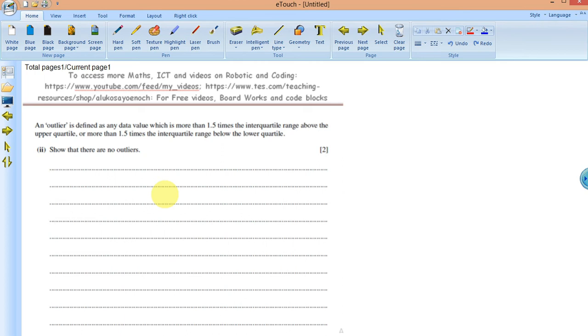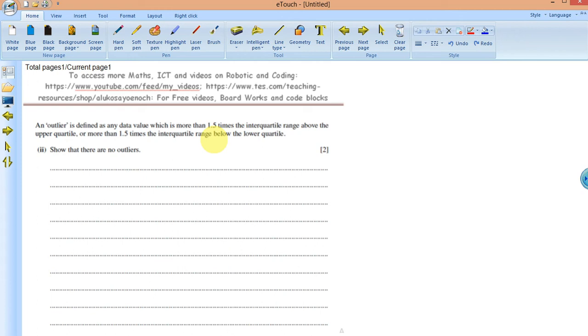Okay guys, here is the next question. An outlier is defined as any data value that is more than 1.5 times the interquartile range above the upper quartile, or more than 1.5 times the interquartile range below the lower quartile. So show there are no outliers.